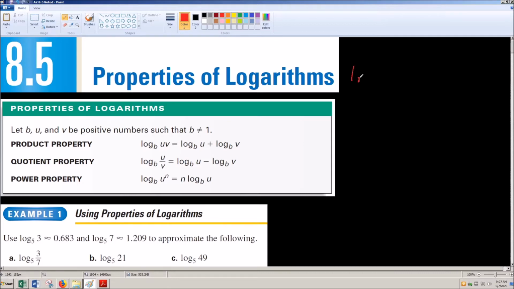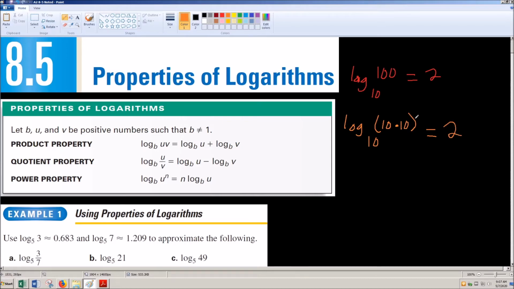I know log base 10 of 100 equals 2, right? So if I have 10 raised to the second, it will give me 100. Let's say I rewrote this as log base 10 of 10 times 10. We still know this is nothing different than what we had up here. 10 times 10 is 100, so this is still going to equal 2.